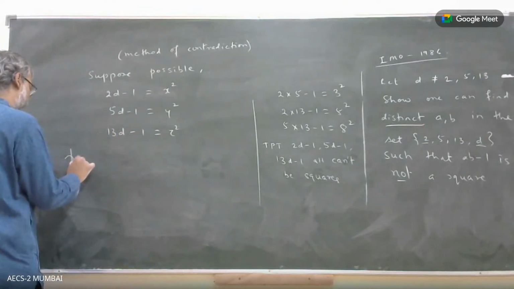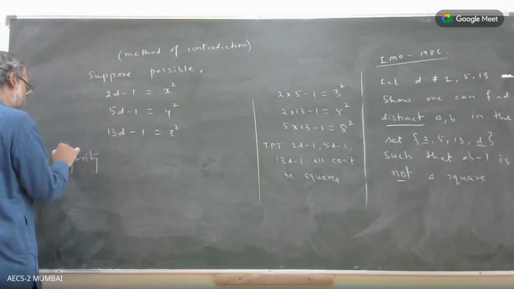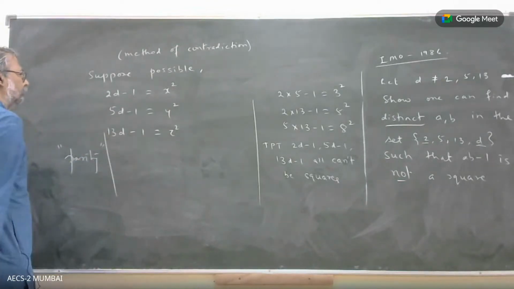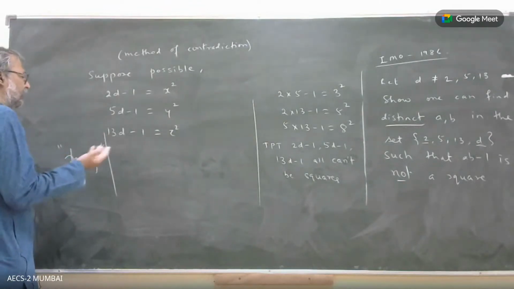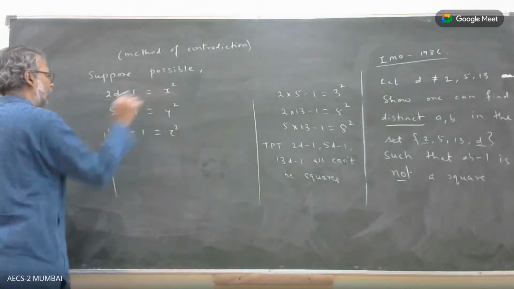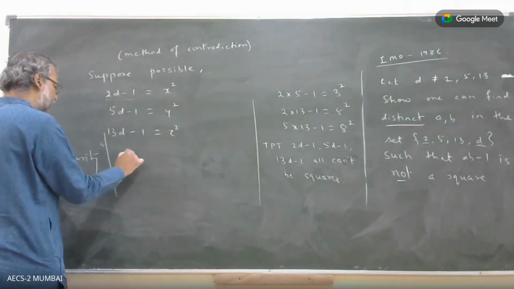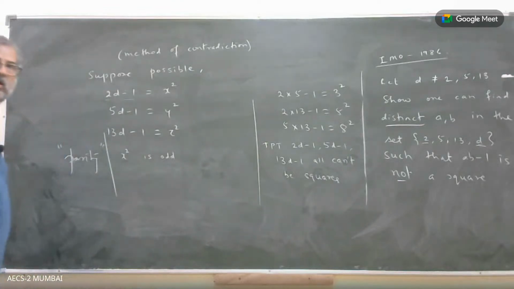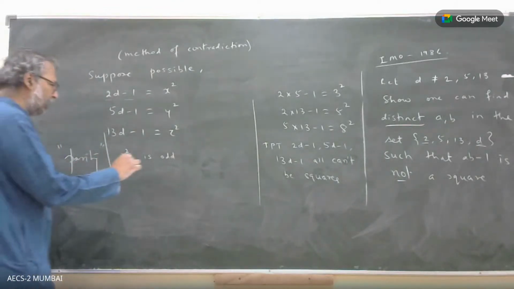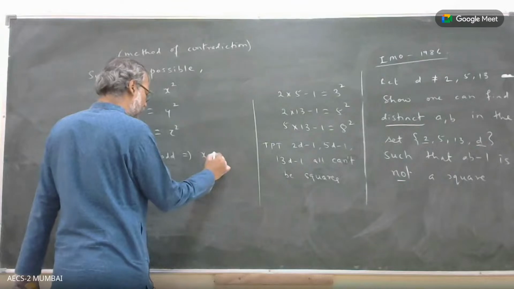Yes, once again, parity comes into the picture. What can we surely say about even and odd of x, y, z? Like 2d minus 1. So shall I say x square is odd? Okay. And if x square is odd, x also must be odd.